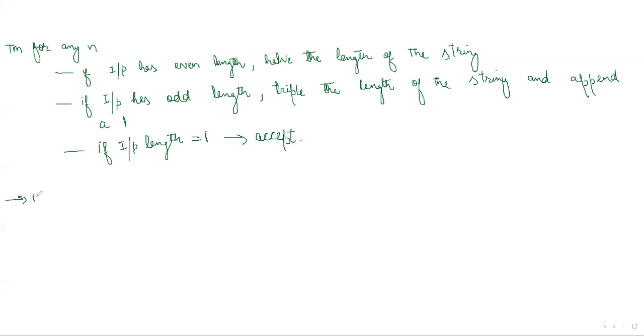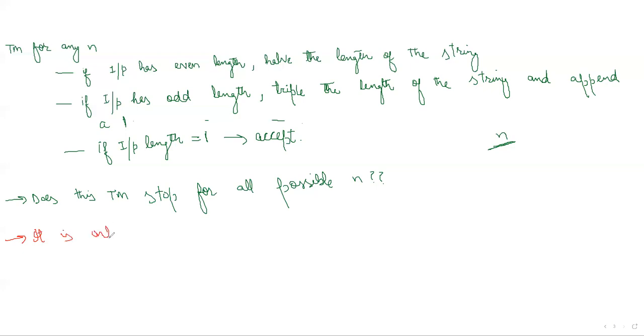So our question is, does this Turing machine stop for all possible n? That means if we are given n, does this Turing machine always stop, does it accept every n? The answer is no, it is unknown whether this process will terminate for all natural numbers. What does that mean?